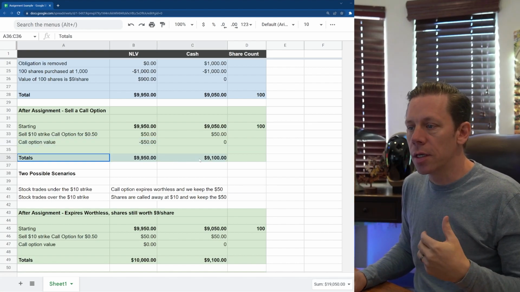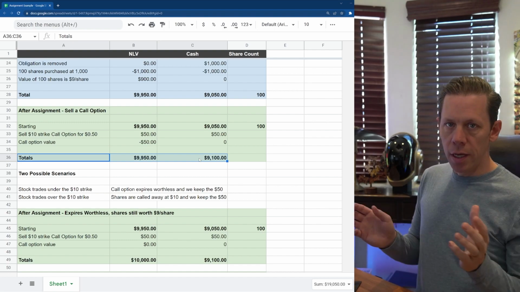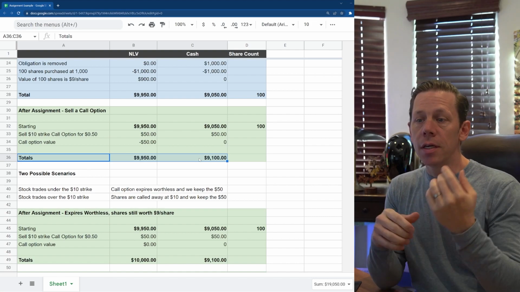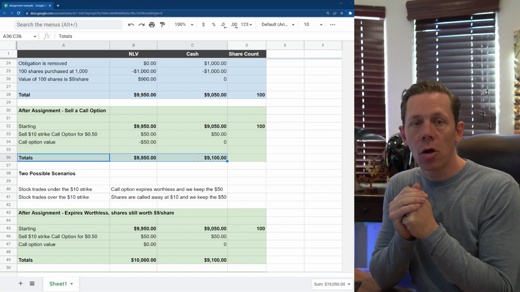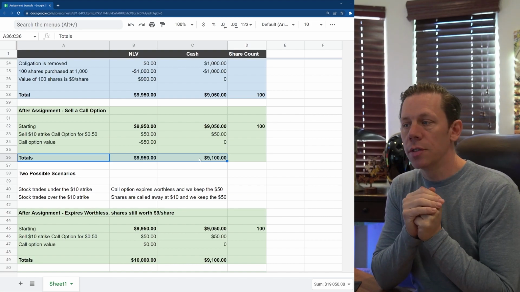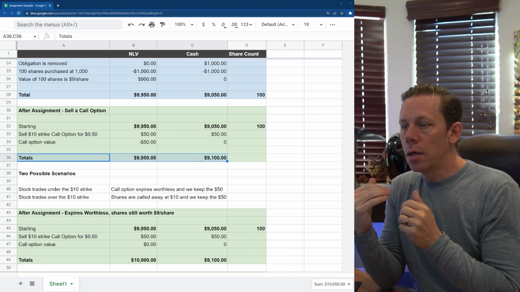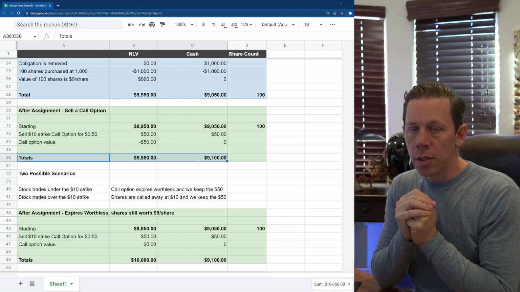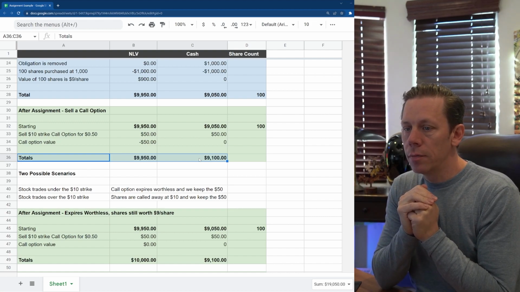And so right after we sell the option, really nothing changes in the account. We still have a net liquidation value of $99.50, because if we closed that call option right now, we would pay $50 to close it. But we brought in $50, so we now have $9,100 in cash. Okay, not a lot changed.